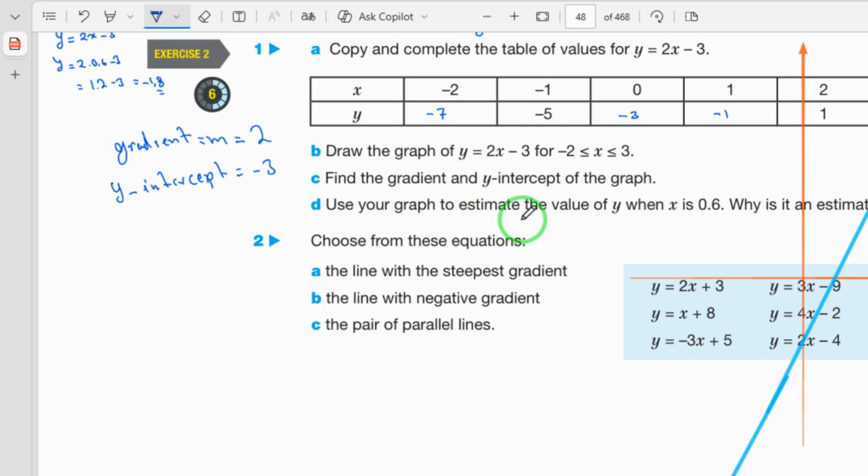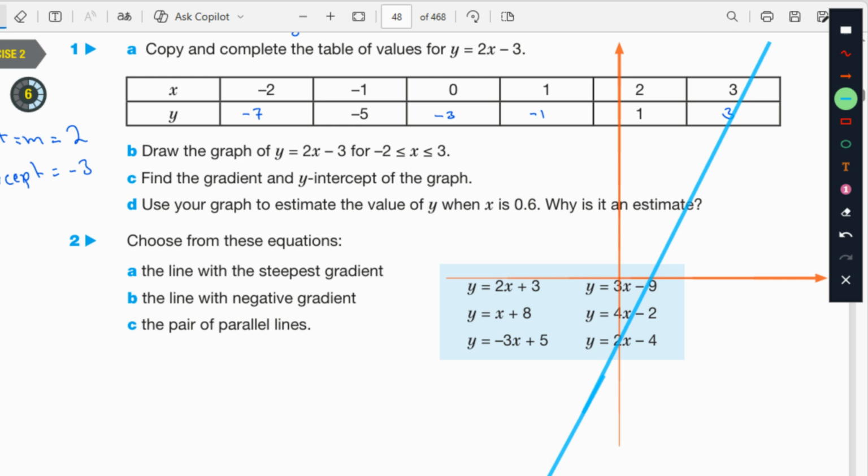Here it said use your graph to estimate the value of y when x is 0.6. Why is it an estimate? Because the graph doesn't show the exact value, so usually we can approximate the value for that reason. This question is solved.